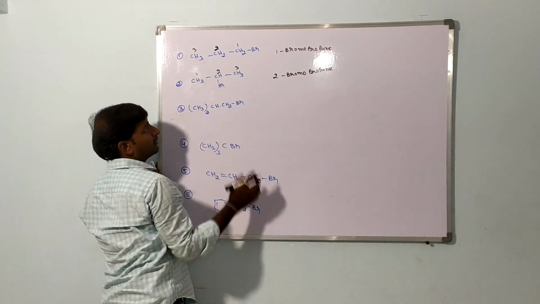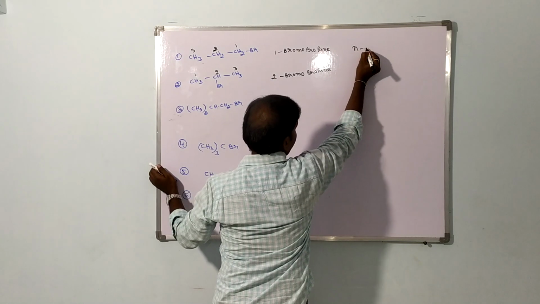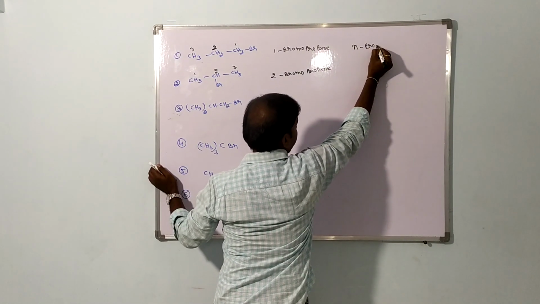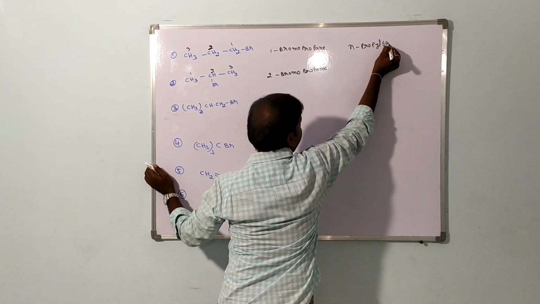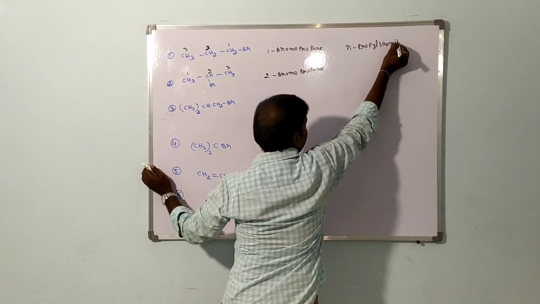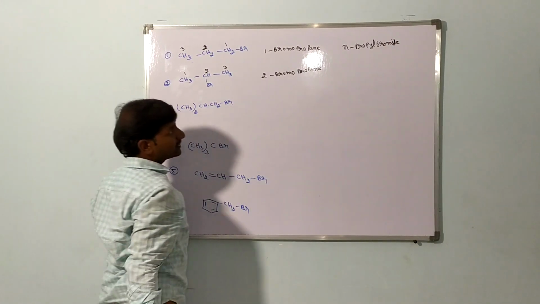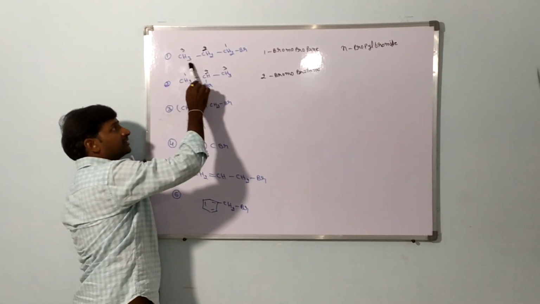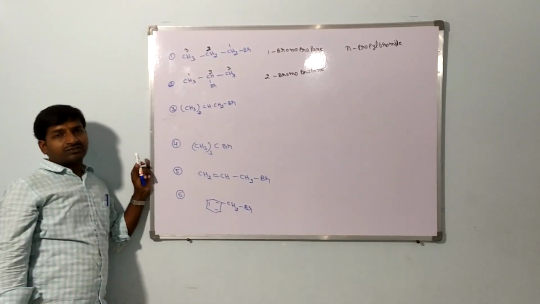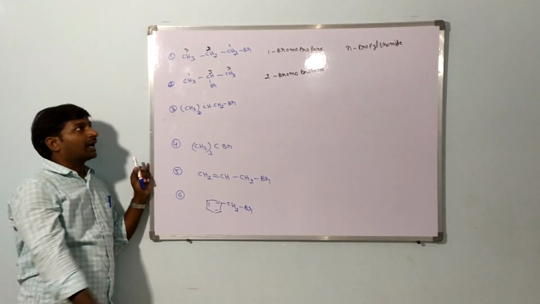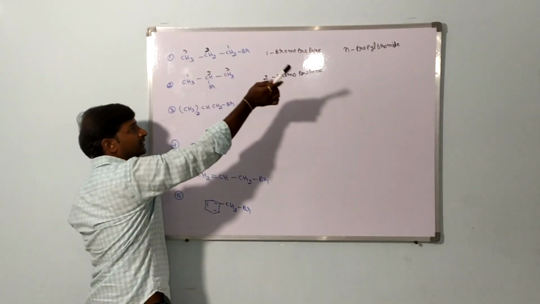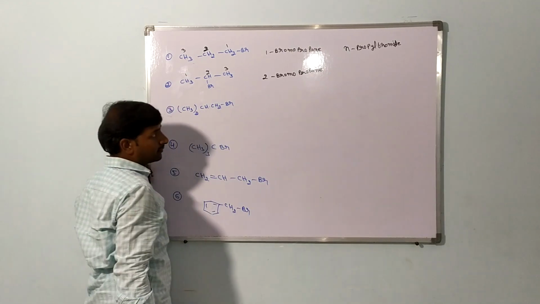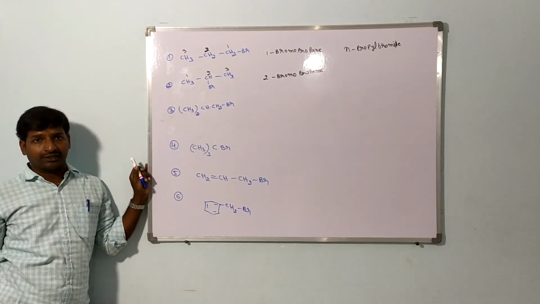The first one's common name is N propyl bromide. If the carbon chain is a straight chain, meaning there is no branching and halogen is present in the first position, in the common name we use the N. N is nothing but normal chain.